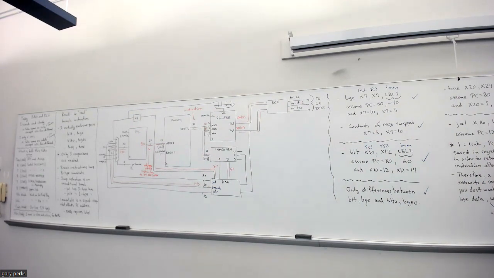Okay, any other questions before we look at this branch? Okay, so what does this branch instruction do? Which one's this?